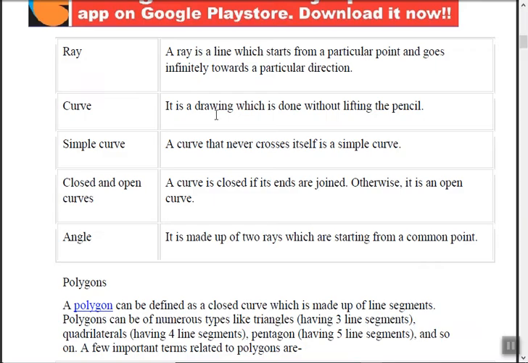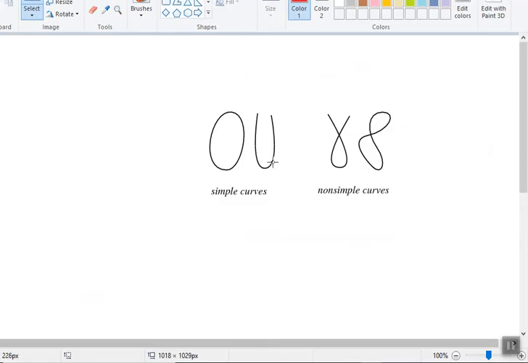Curve. It is a drawing which is done without lifting the pencil. Means go on and on drawing. Simple curve. A curve that never crosses itself is a simple curve. This is important. See, these are simple and non-simple. Simple means it never crosses itself. It can touch itself, but it's not crossing. Here these are crossing.